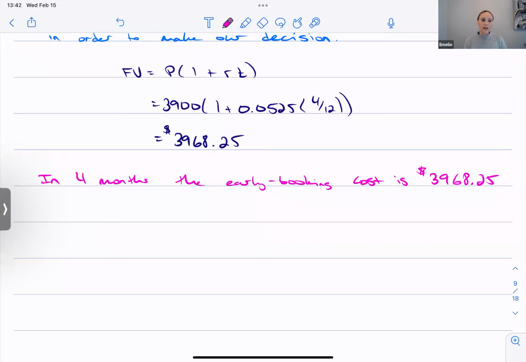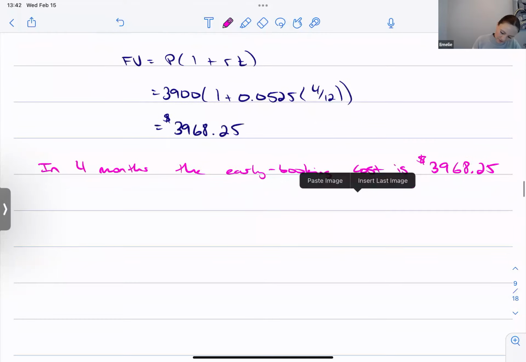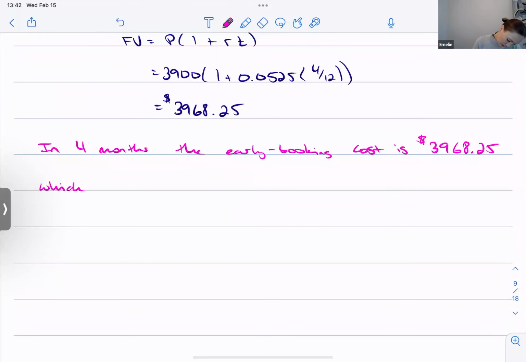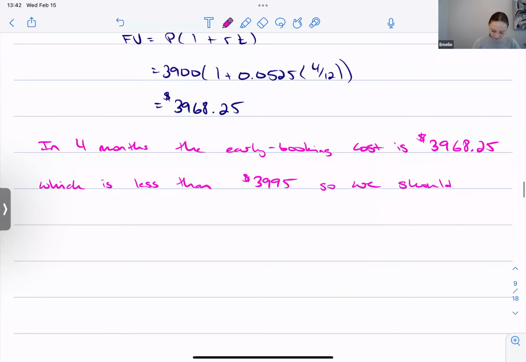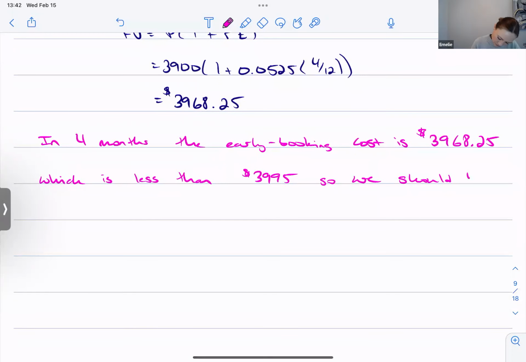And so in 4 months, the early booking cost is $3,968.25, which is less than $3,995. So we should buy the early booking option.